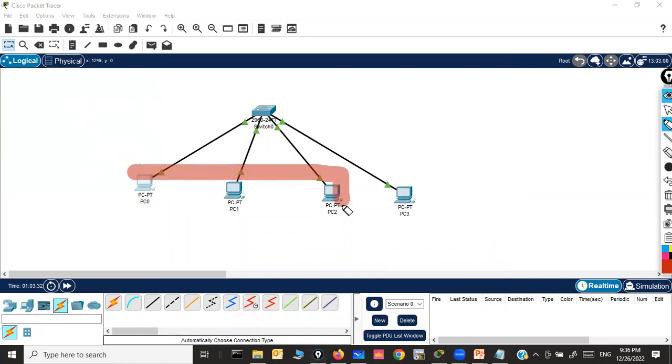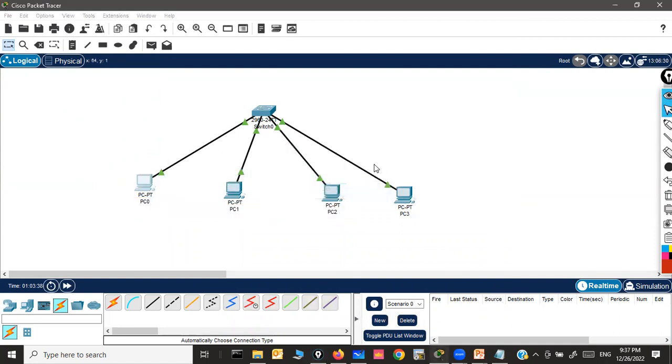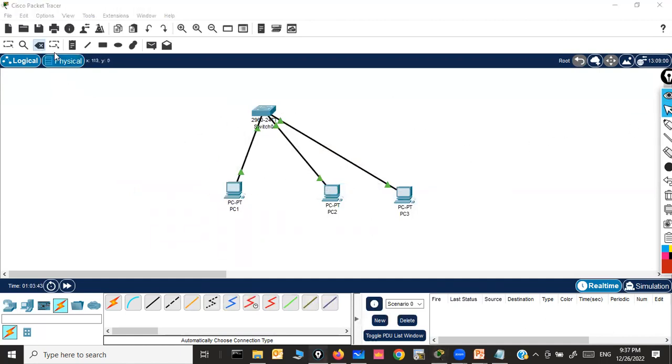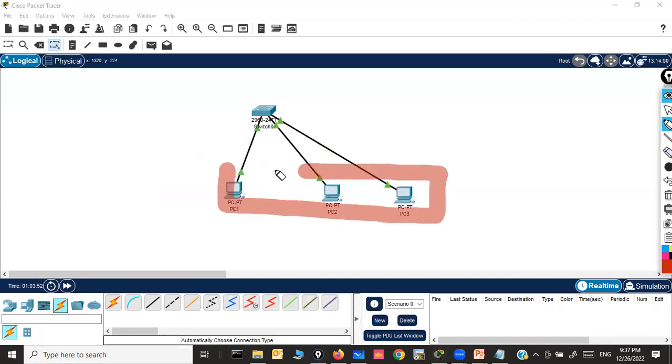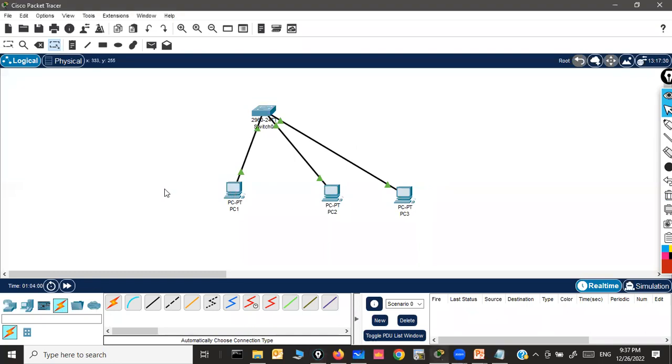All 3 computers, just forget about the 4th one. Let me get rid of this 4th one, no problem. Oops. Okay, no issue. Even if I deleted this, no problem. So now there are 3 computers here, 1, 2, 3. It looks like they are all connected to the same switch, meaning a single network, right? But no, they are not all in a single network.